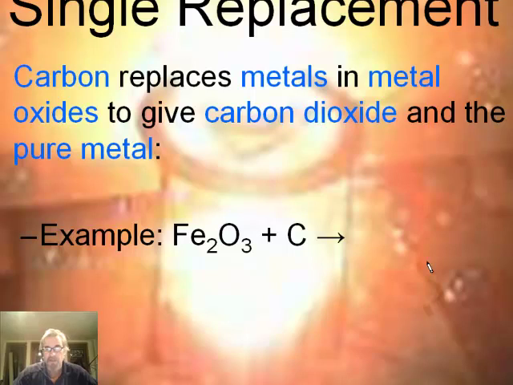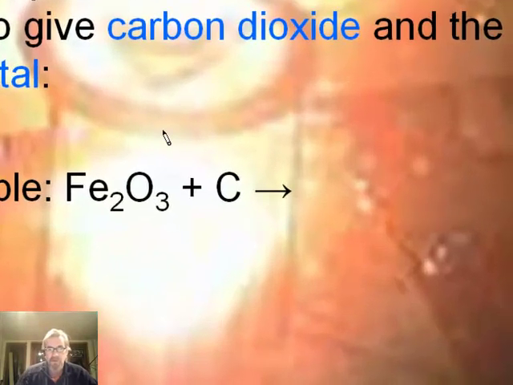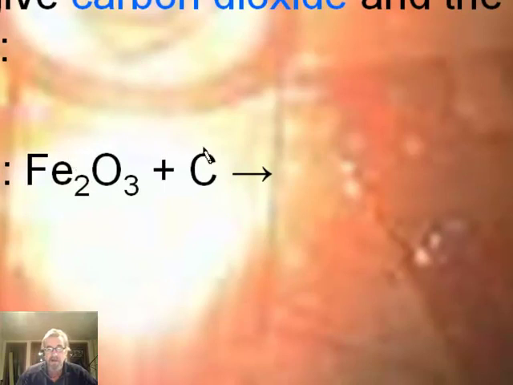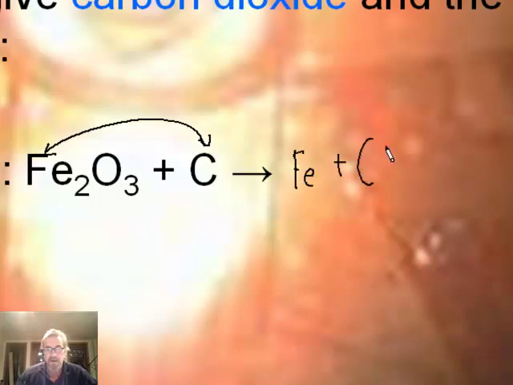This is a more common way of purifying iron. Carbon can replace metals in metal oxides and give carbon dioxide and the pure metal. So here's iron oxide and carbon. The carbon and the iron are going to switch with each other. The iron will be by itself, and then the carbon will create carbon dioxide by reacting with the oxygen. This is one of the ways that iron is produced commercially. A lot of carbon, charcoal, is put together with iron oxide that comes from ores, and at very high temperatures, this replacement reaction takes place.